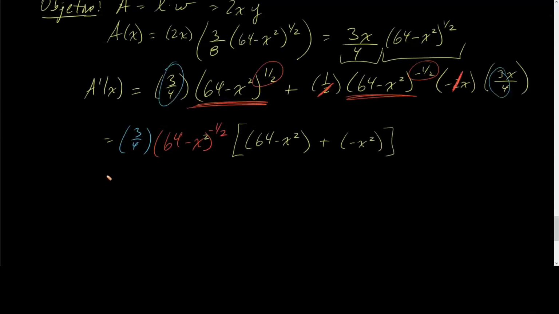And how can we rewrite this? I'm going to rewrite this as 3 times 64 minus 2x squared, right? This negative x squared and this negative x squared is negative 2x squared, over 4 times 64 minus x squared to the 1/2. Negative exponent goes to the bottom.